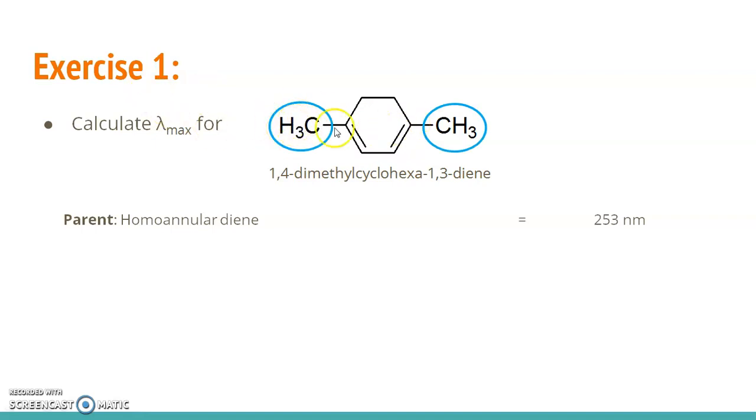Let me show you the alkyl substituents. There are two alkyl substituents on this carbon which is involved in the double bond formation, and one alkyl substituent on this carbon atom which is involved in the double bond. Since we have two alkyl substituents, we count them as 2 times 5 nanometer, because each alkyl substituent accounts for 5 nanometer. Altogether it sums to 10 nanometer.